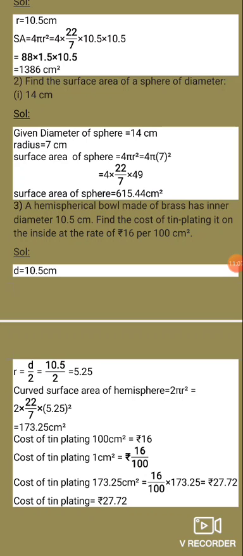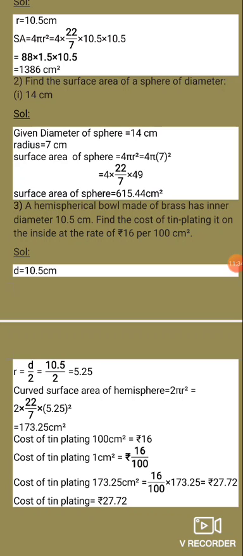Curved surface area of the hemisphere is what? 2 pi r square, which is equal to 2 into pi value 22 by 7 into 5.25 the whole square. Now you can divide 5.25 by 7. After that multiply it. At last the CSA is equal to what? 173.25 centimeter square.